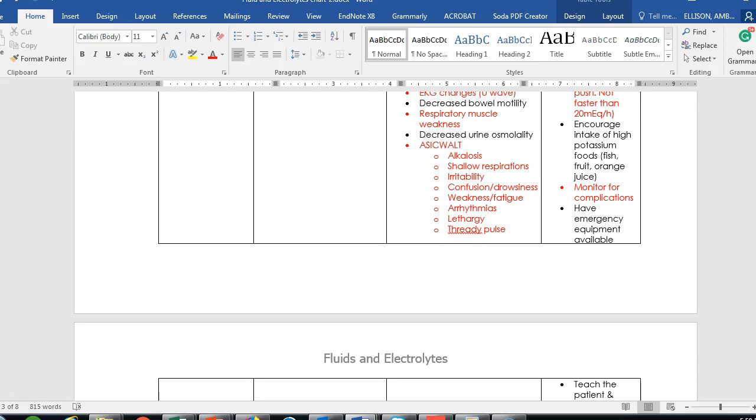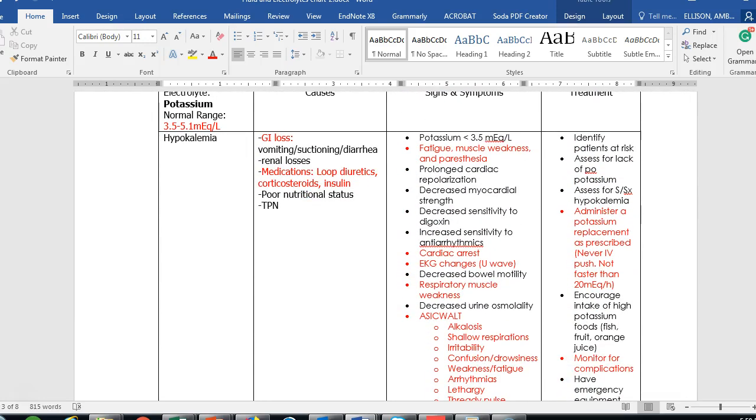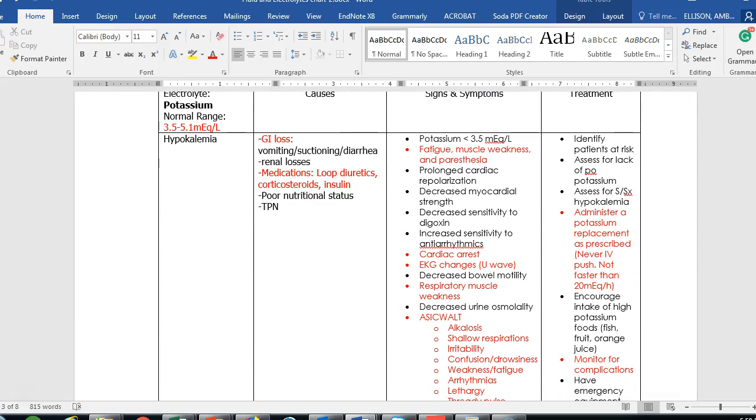So how do we manage this? Well, we are going to identify the patients that are at risk, and we want to assess for signs and symptoms of this. We're going to administer a potassium replacement, so if they can take PO, if it's not terrible, give them PO. If it's low, give them IV. Never give potassium IV push. Potassium IV push is known as lethal injection.